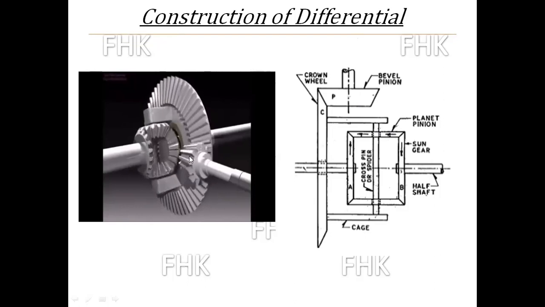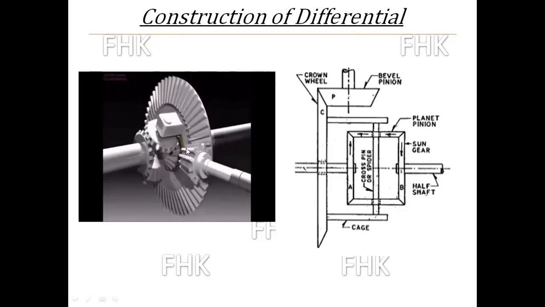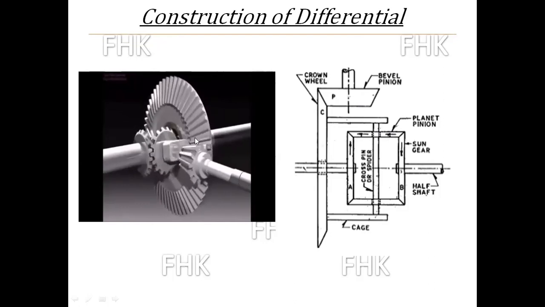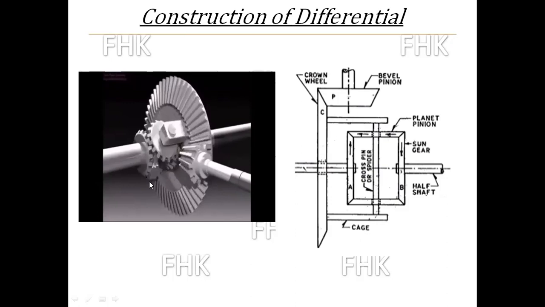Here you can see the rotating bevel pinion, which is connected to the shaft, and further it is connected to the engine shaft. This bevel pinion is connected to a bigger bevel gear, and this bigger size bevel gear is called the crown wheel.